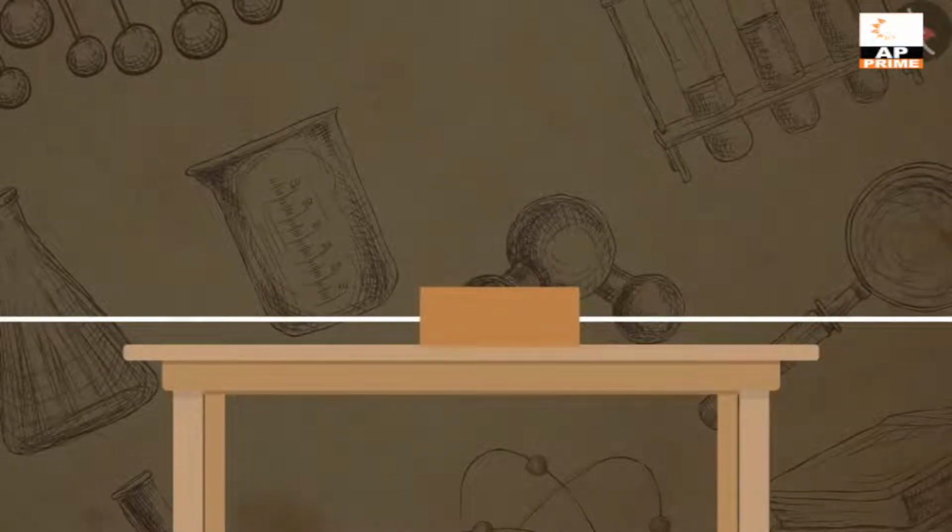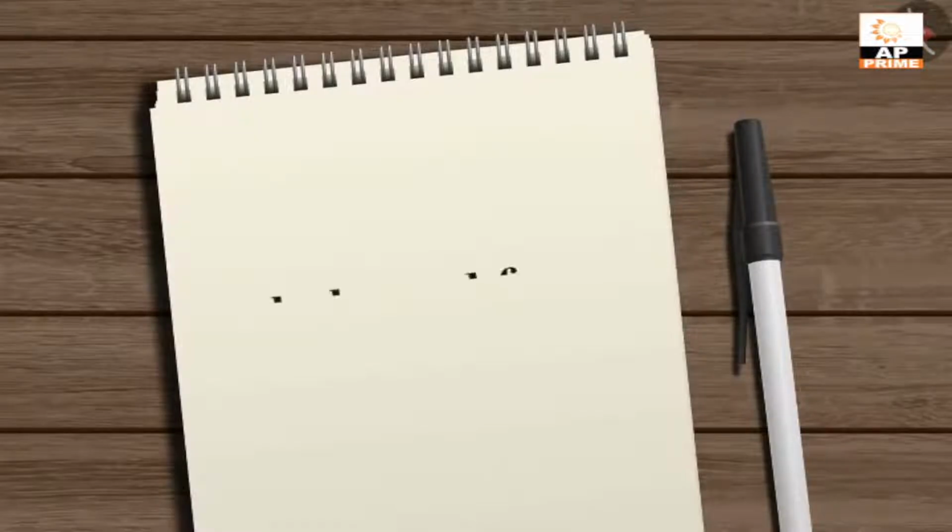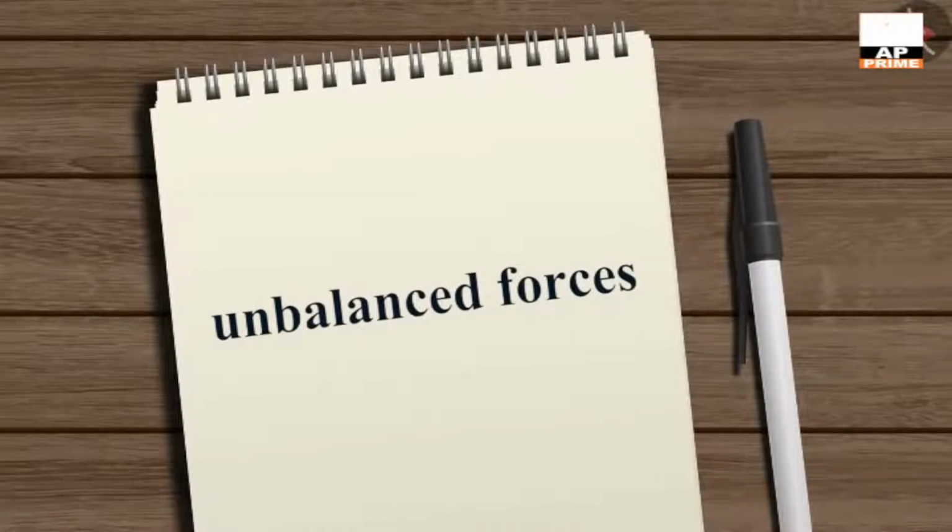Similarly, the block will move towards the left if the pulling force on the left string is greater than the right string. Such forces are called unbalanced forces. Here, as the forces are not balanced, the block moves, that is, it changes its state of rest.